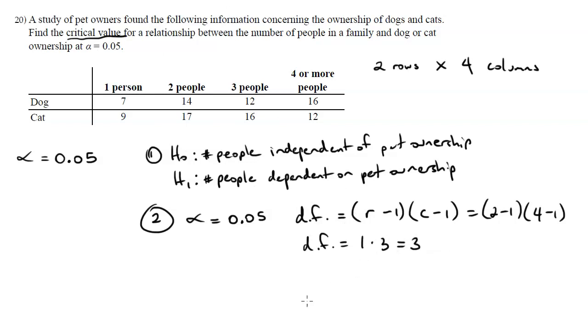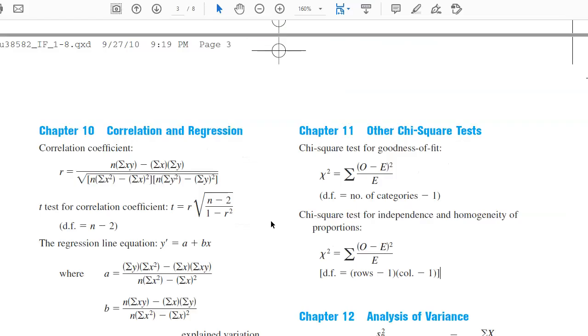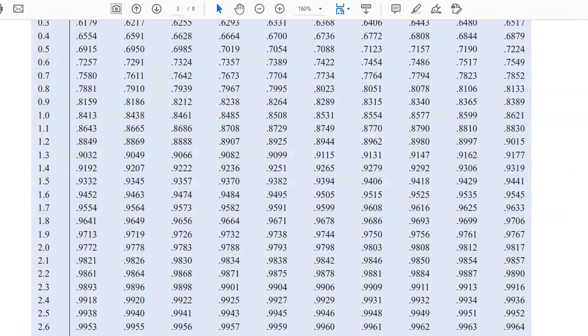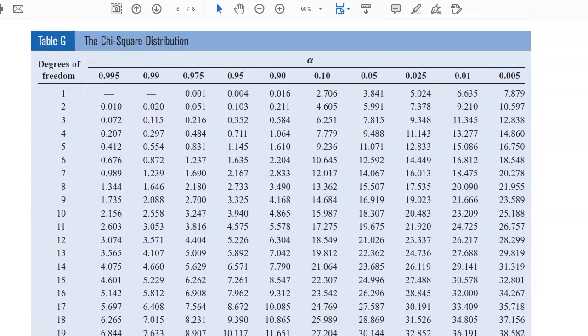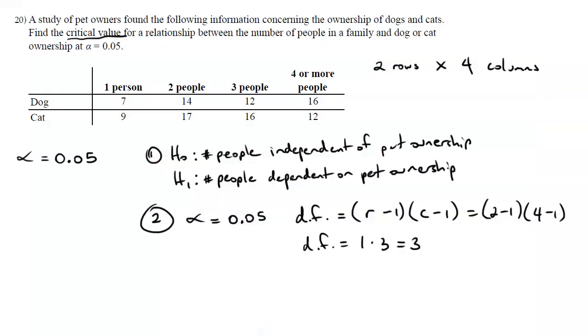So I'm going to the chi-square table. 0.05 is alpha, 3 degrees of freedom. All the way to the bottom. 0.05 is alpha, 3 degrees of freedom. 7.815 is that critical value. 7.815.